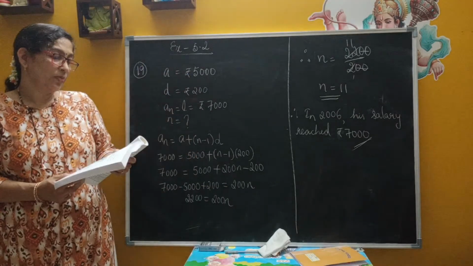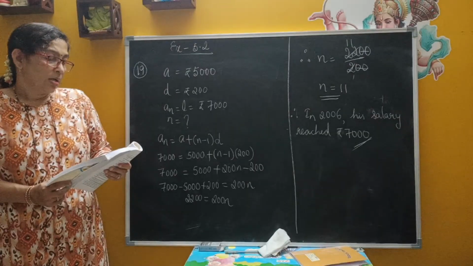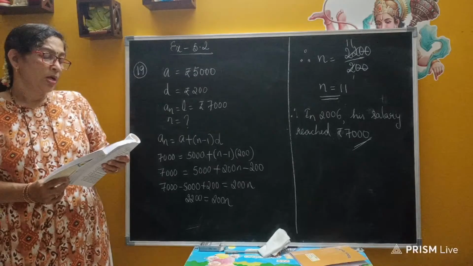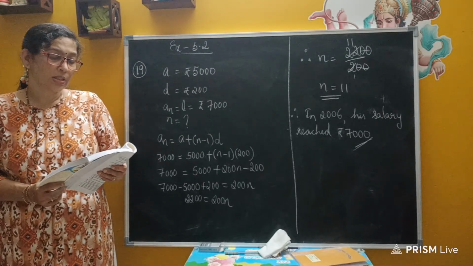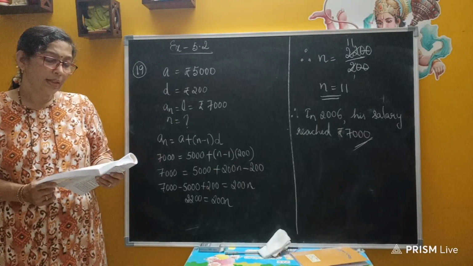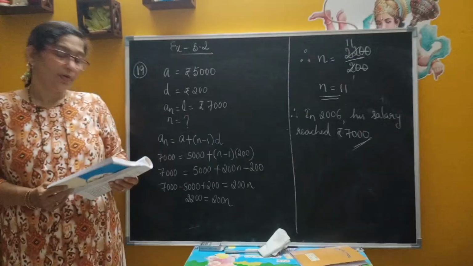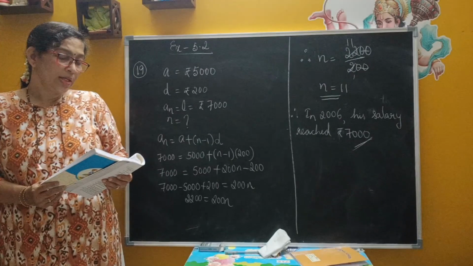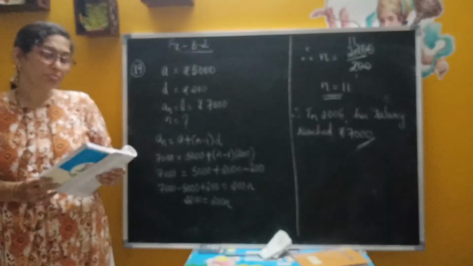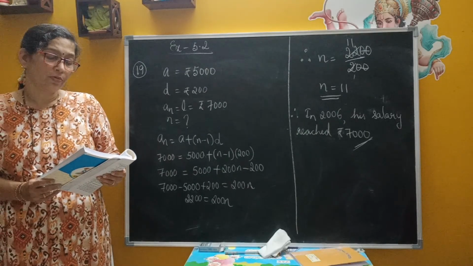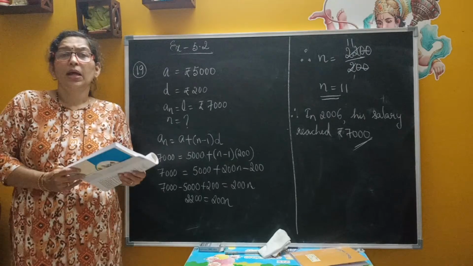Now let us go with the last problem in this exercise. The 20th one it is. Ram Kali saved rupees 5 in the first week of a year and then increased her weekly savings by rupees 1.75. If in the nth week her weekly savings become rupees 20.75, find n. Okay, this is also a direct question.